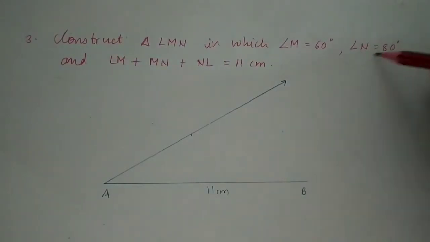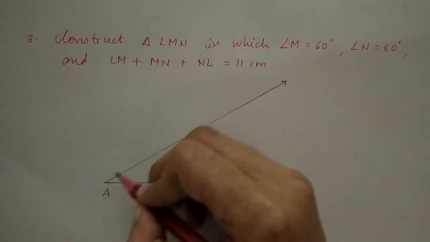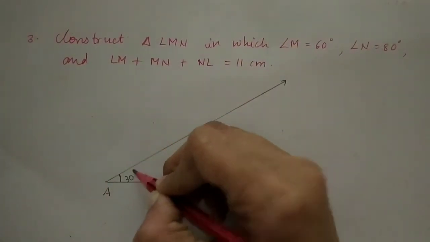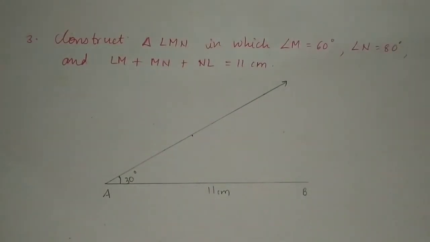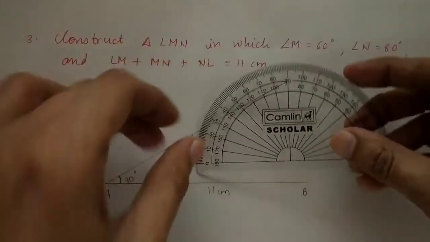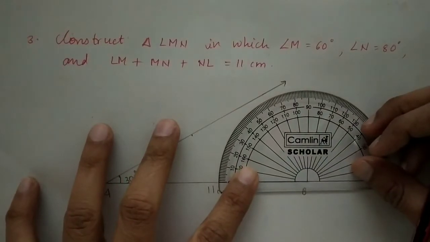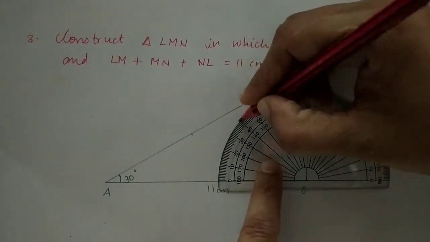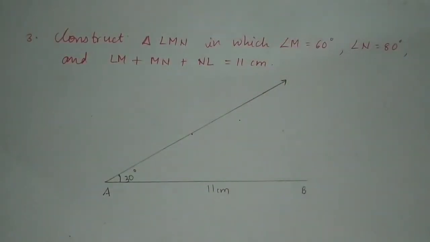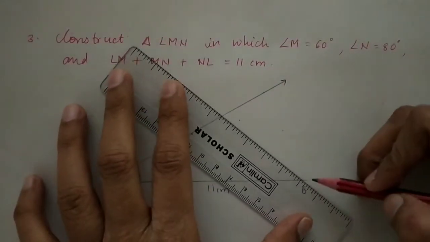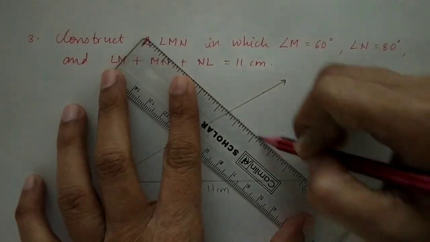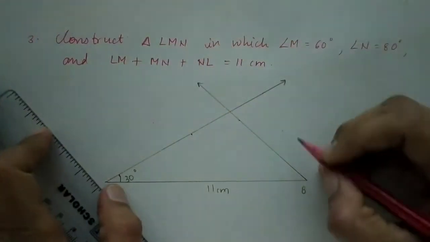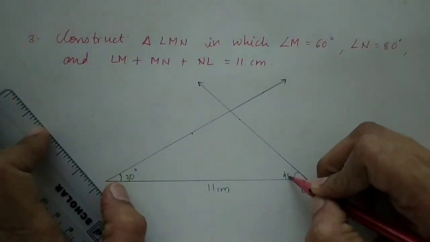Similarly angle N is, okay, you can write down here 30 degrees immediately so that you don't forget. Angle N is 80 degrees, so I will take half of 80, which is 40. I'll place it here. The segment is on this side, so I'll count 40 from here and draw this 40 degrees. After that I will be drawing this ray. Okay, now this is 40 degrees.